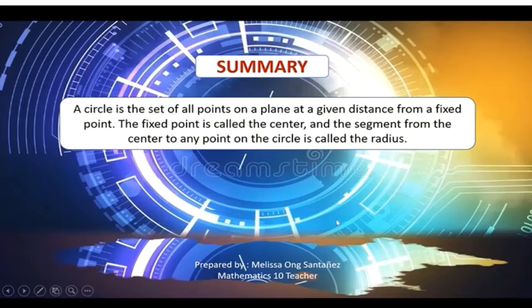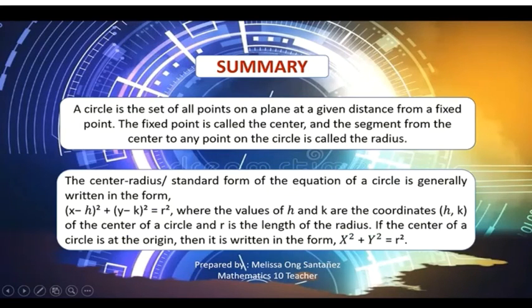The second one, the standard form of the equation of the circle is generally written in the form (x - h)^2 + (y - k)^2 = r^2, wherein the values of h and k are the coordinates (h, k) of the center of the circle and r is the length of the radius. So if the center of a circle is at the origin, then it looks simpler because it will appear as x^2 + y^2 = r^2.